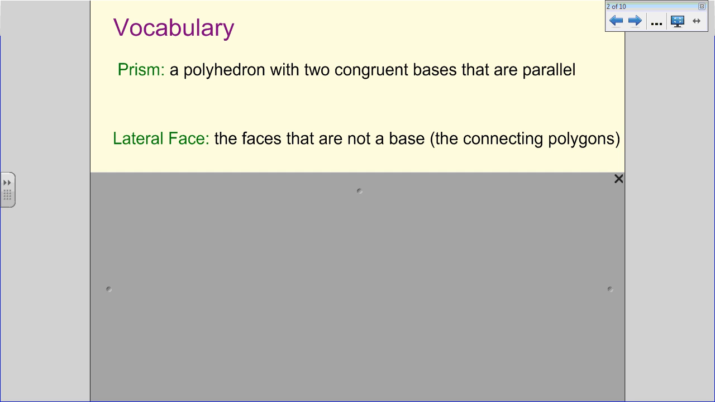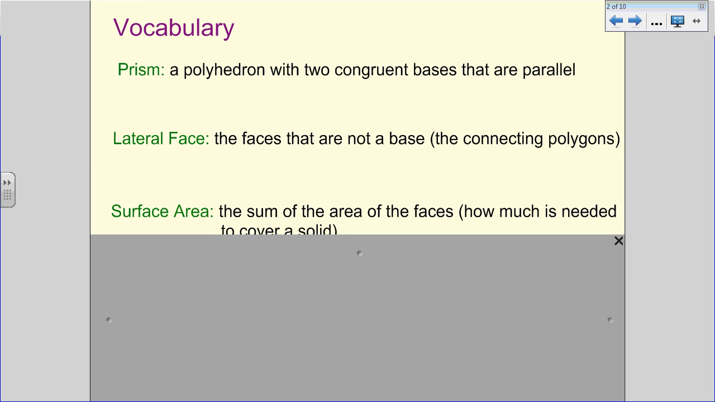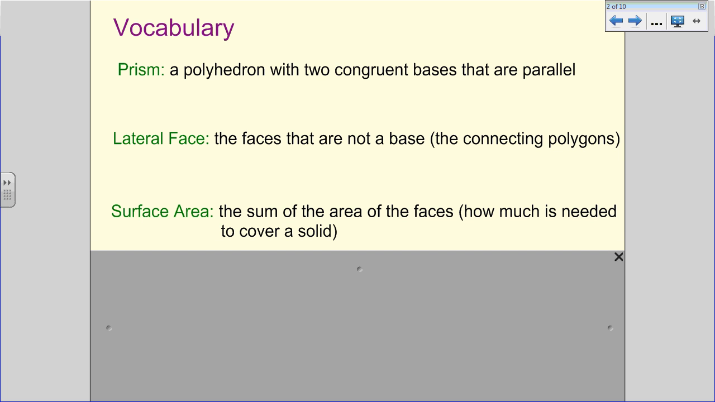Lateral faces are the faces that are not a base. They're what connect your polygon. So when I think of a box, I think of the sides of a box. The top and the bottom are what we would call our bases, and then the lateral faces are the sides of that box. Surface area is the sum of the area of all of the faces.